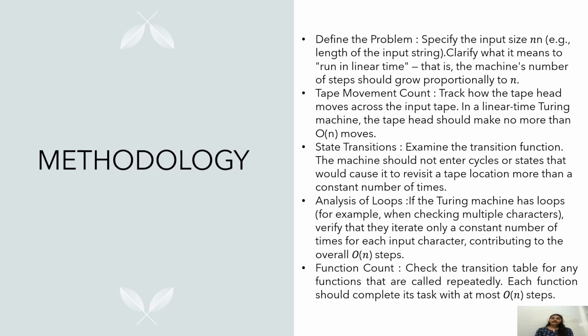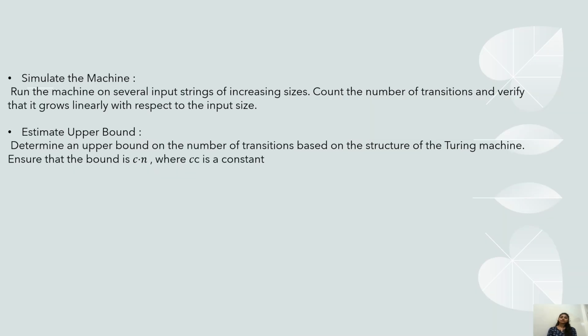The next is analysis of loops. If the Turing machine has loops, for example, when checking multiple characters, verify that they iterate only a constant number of times for each input character, contributing to the overall O of n steps. Function count. Check the treatment of functions that are called repeatedly; they should be completed as a task within the Turing machine.